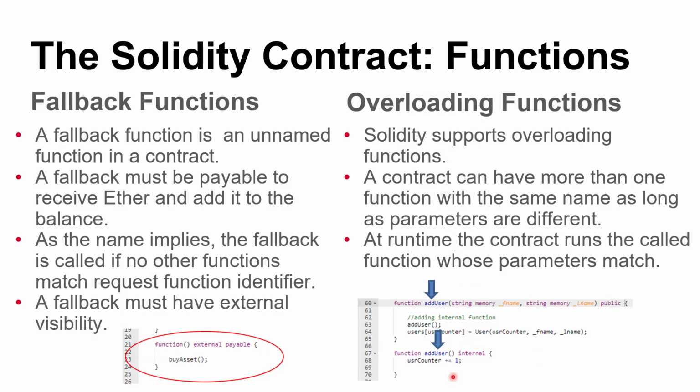We can also overload functions. So you can have several functions within the same contract that are the same name. And the way that Solidity knows which function we are calling is because of the way the parameters are set up. So we see add user here, a function called add user, accepts 2 string parameters, where there's another one, add user, accepts no parameters. So the way that we actually call the function will determine which one of these functions will actually be executed in the contract.